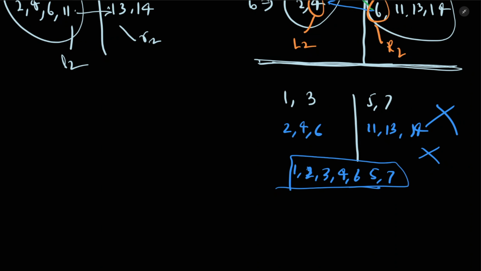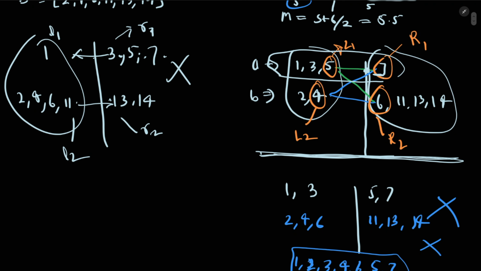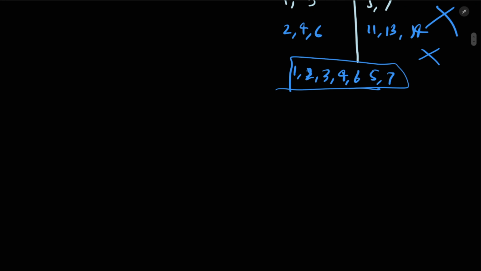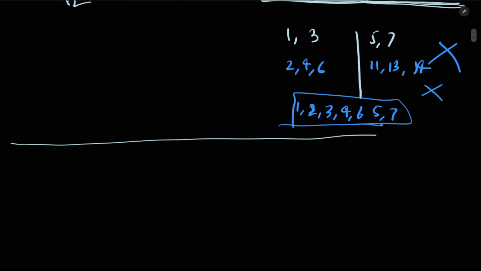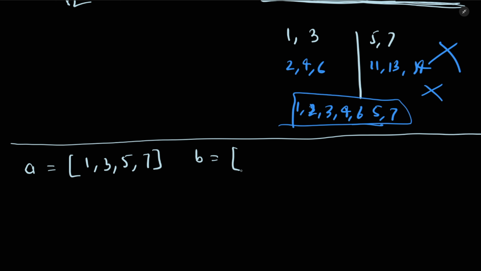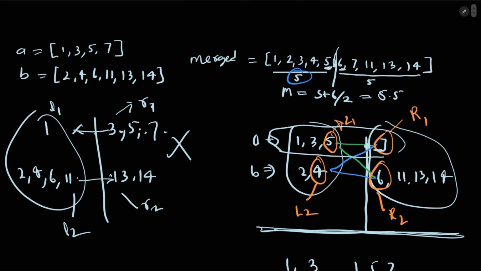Okay, so let's write an algorithm using the logic that we have discussed till now to find the solution for this problem. Let me divide this page. If I write array A, here you can see we have 1 3 5 7, and in array B we have 2 4 6 11 13 and 14. So this is the input we have right now, and what we need is L1, L2, R1 and R2. These are the required values to find the solution, right?